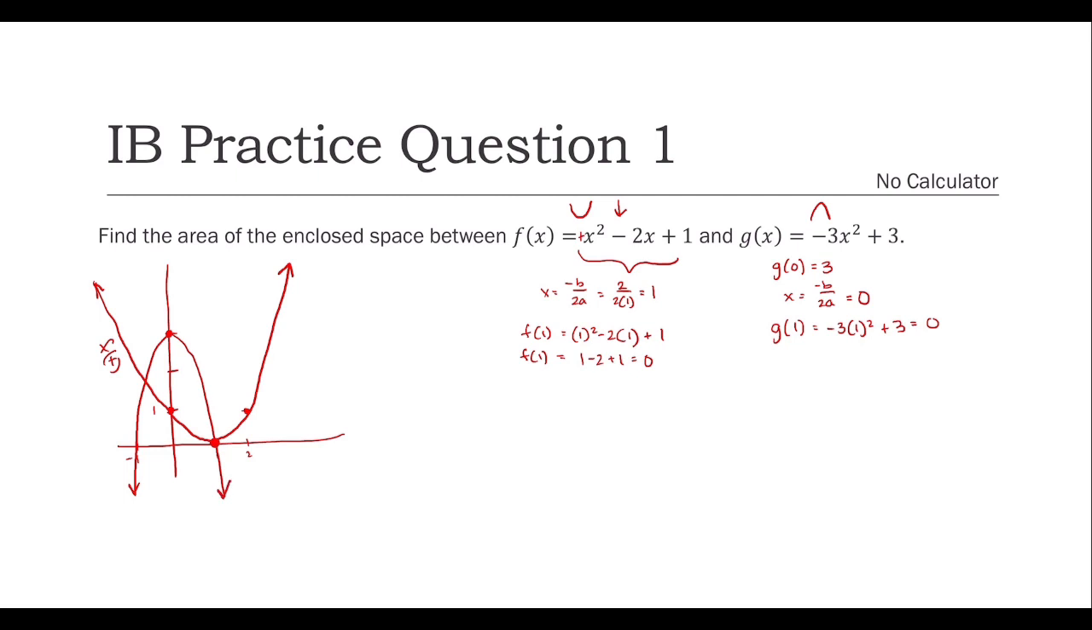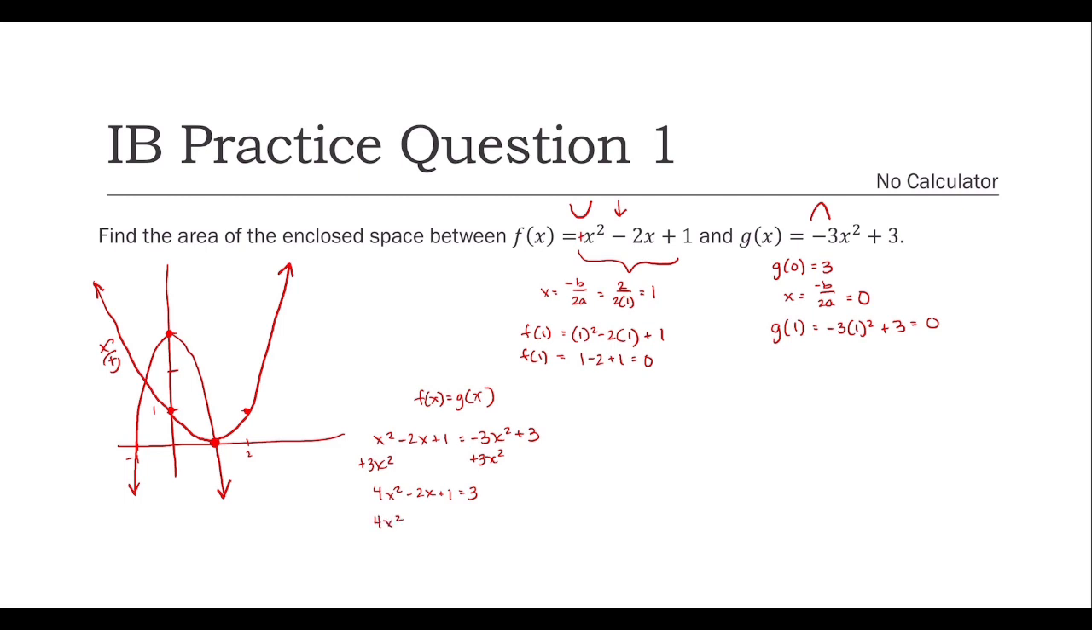So we want to find when they're equal to each other. So we'll set f of x equal to g of x. So we have x squared minus 2x plus 1 equals negative 3x squared plus 3. We'll add 3x squared to both sides. So we have 4x squared minus 2x plus 1 equals 3. Then we'll subtract 3 so we can set it equal to 0.